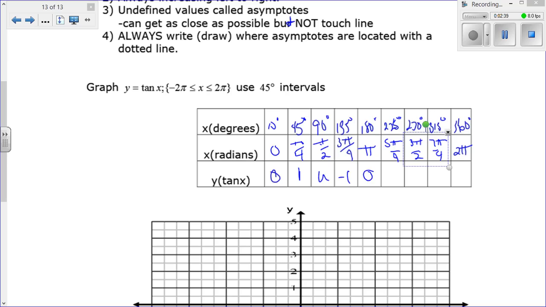225, again, we use a reference angle, which is 45. In quadrant 3, tangent is positive, so this is 1, because the tangent of 45 is 1. 270 is going to be undefined. 315, I have to find my reference angle again, which is 45. I'm in quadrant 4. Tangent is negative, so it's negative 1. And then 360 is back to 0.